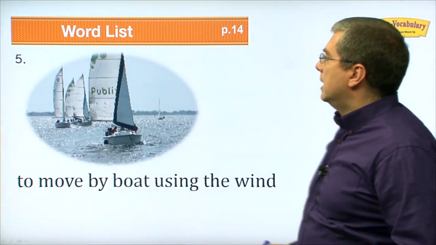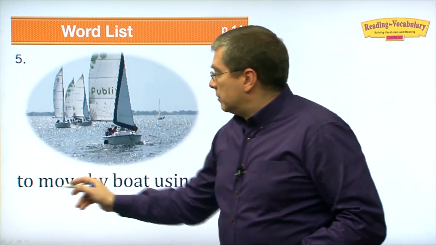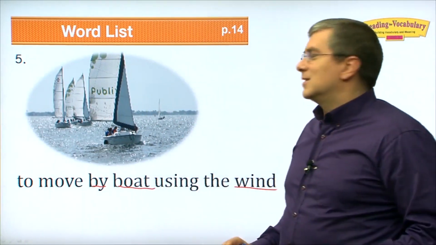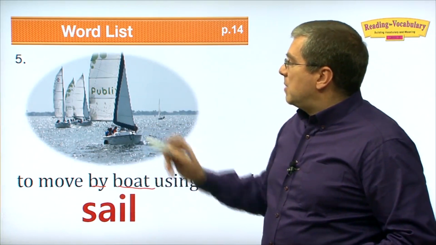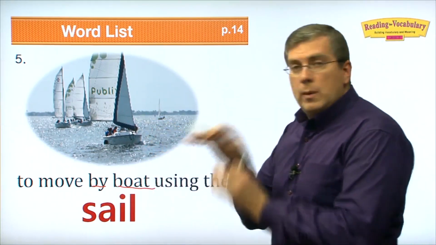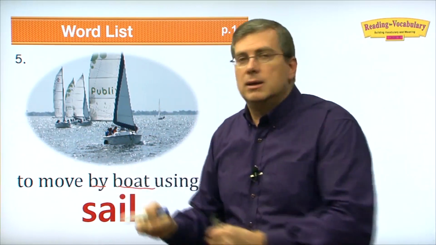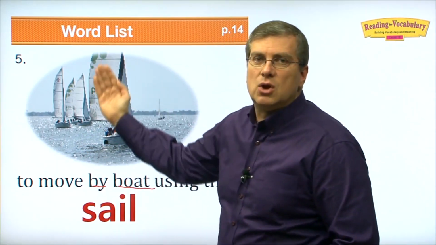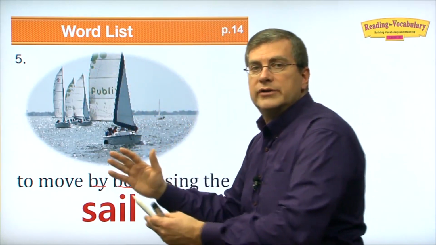Okay, next one. Number 5. Nice picture, right? Sailing on a boat. To move by boat using the wind. To sail. These people are sailing. They are going across the water, not with an engine. They're using these big pieces of cloth, and the wind is blowing them across the water.